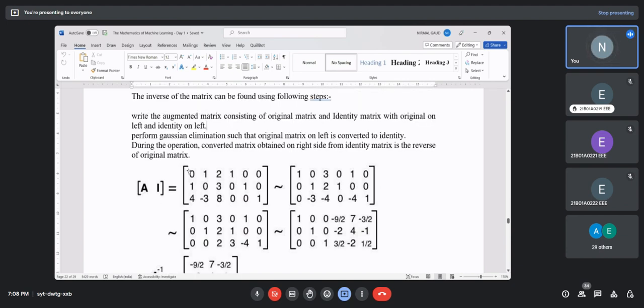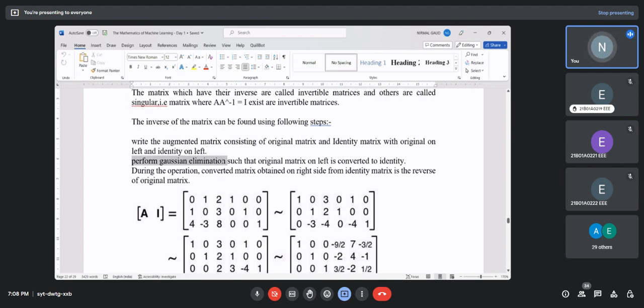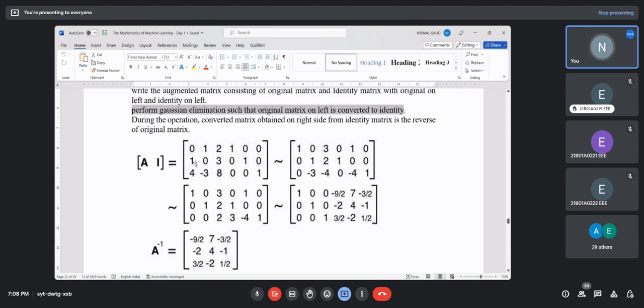So here it is, A and I. This is my matrix: 0, 1, 2, 1, 0, 0, and 1, 0, and so on. Then I need to perform Gaussian elimination such that the original matrix on the left is converted to identity. Whatever is present on the left now should be converted into identity. I need to perform the elimination which I did above. Then during the operation, the converted matrix obtained on the right hand side from the identity matrix is the reverse of the original matrix, and that is called the inverse.